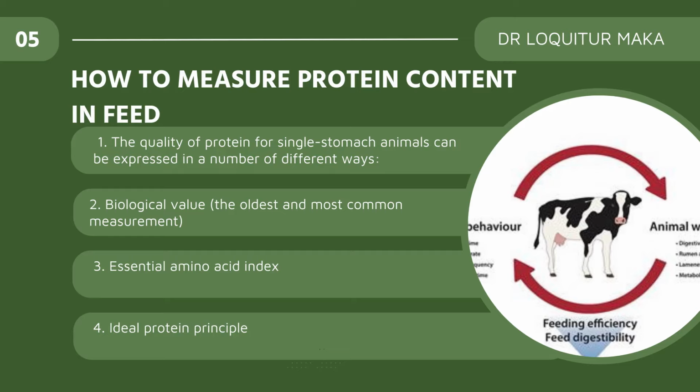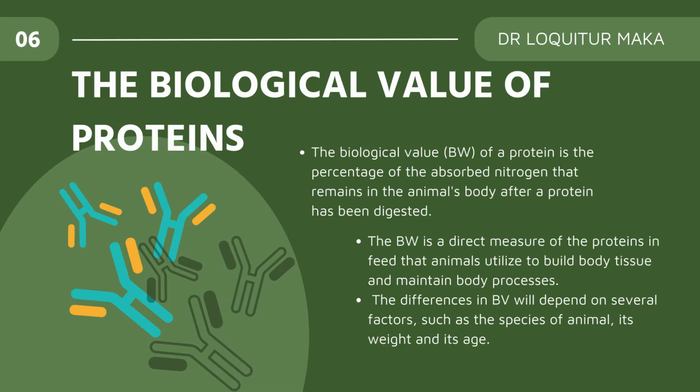So now this is basically the oldest and the most common measurement, right? And also what we may need to know is the essential amino acid index. So this is basically the measure of the quality of protein compared to the protein in the egg, for example, right? Because all these essential amino acids are present in the egg, right? Okay, and also what else we need to know is basically the ideal protein principle. So let's look at the biological value now, right?